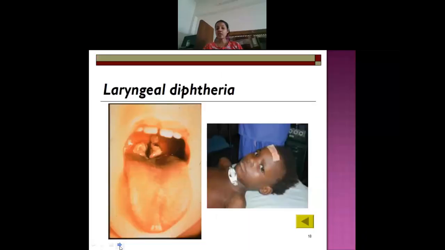Next is laryngeal diphtheria. Laryngeal diphtheria means the patient will be having laryngeal symptoms. Especially here, the patient may be having difficulty to speak. They can also have swollen lymph nodes. Along with that, the patient can also have fever and other symptoms. Sore throat symptoms may be present.